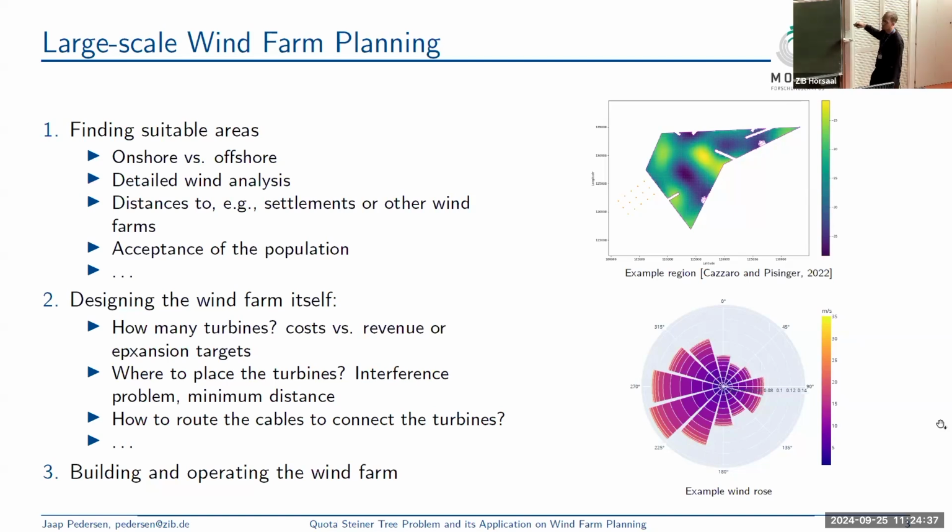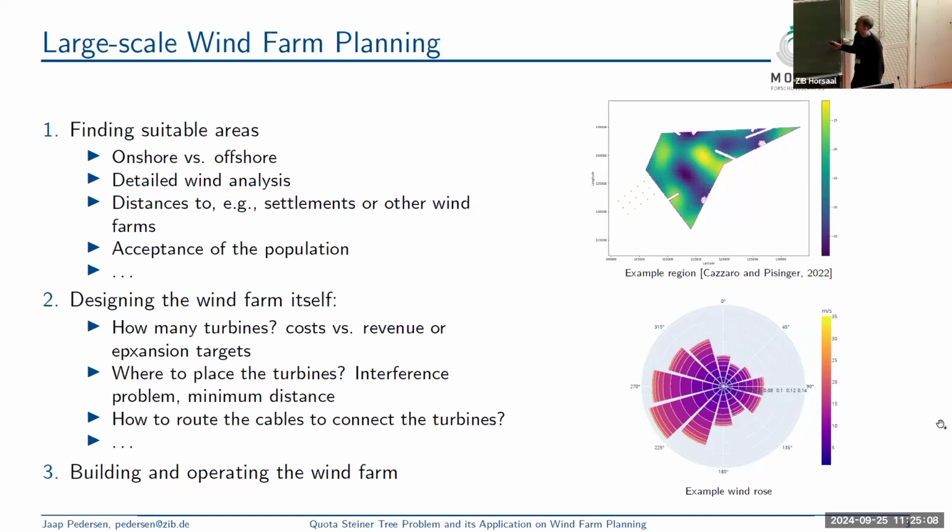When you're taking onshore into account, you have distances to settlements or other wind farms and so on. And then there's the task of acceptance of the population, right? In recent years it has become a very political question too, in Germany especially. So you always have to take the population with you. Otherwise, they're going to sue, and there's going to be much more bureaucracy about this and so on.